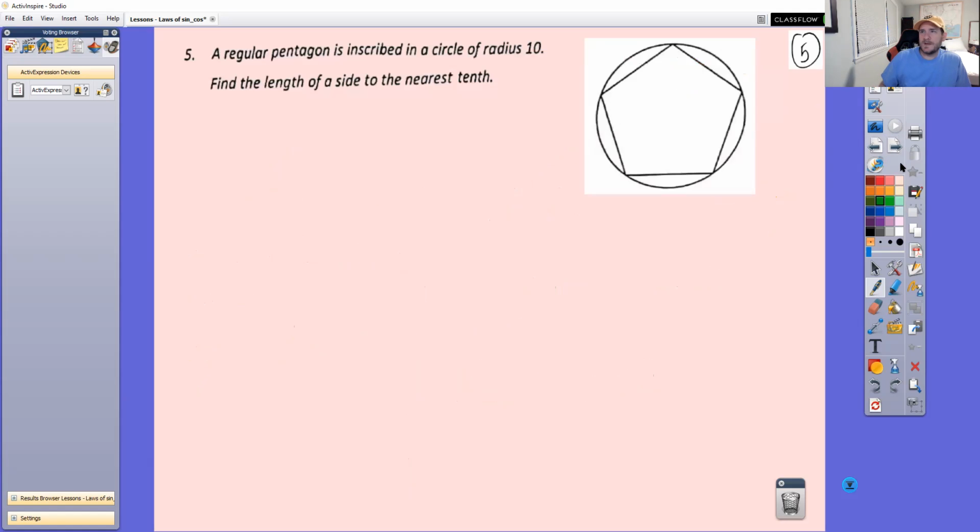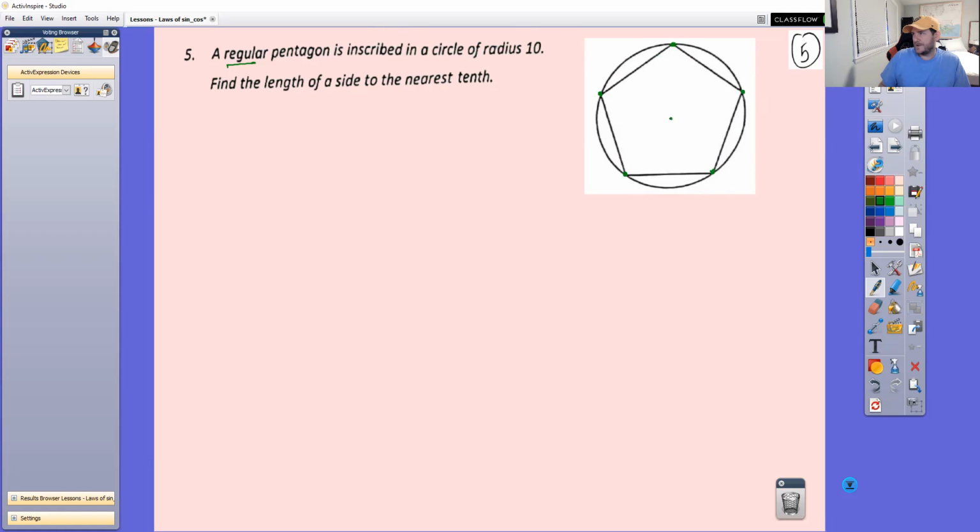5. So a regular pentagon, if you don't remember, is a 5-sided polygon where all the sides are congruent and all of the angles are congruent. That's what regular means. It means you're equilateral and you're also equiangular. And it says it's inscribed in a circle of radius 10. To be inscribed means that all of its vertices fall on the circle. The vertices all lie on the circle. It also says that the circle has a radius of 10.